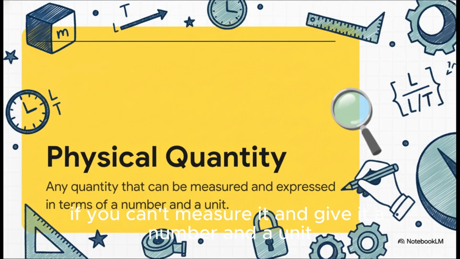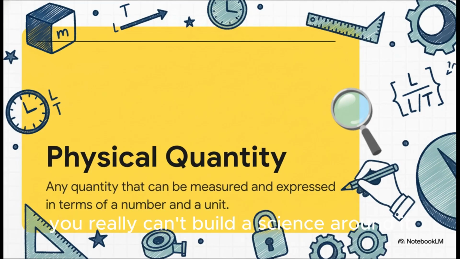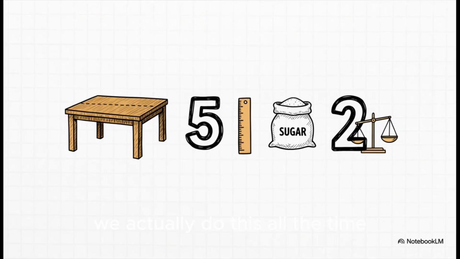If you can't measure it and give it a number and a unit, you really can't build a science around it. We actually do this all the time, probably without even thinking about it. Like when we say a table is 5 meters long. 5 is the number, meters is the unit. Or if a bag of flour has a mass of 2 kilograms. 2 is the number, kilograms is the unit.